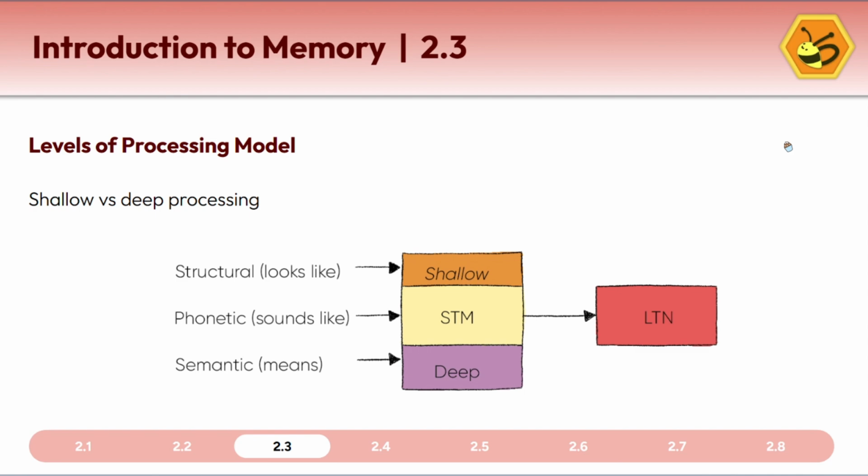Okay, this is the levels of processing model. It organizes encoding from shallow to deep processing. Shallow processing would be something like maintenance rehearsal, something that doesn't have a lot of meaning or a lot of effort attached to it. Deep processing does have meaning and effort attached to it. Deeper processing tends to lead to better long-term retention. From shallow to deep, you're going to have structural, phonetic, and then semantic.